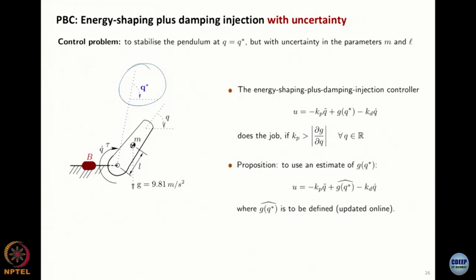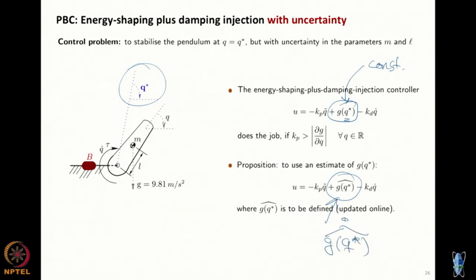But remember, in the controller we were adding this term. It's the compensation of the gravity at Q star. So this is just a constant. Suppose you don't know that constant, so you want to estimate it. You put in an estimate of the constant, and then you want to figure out how to update it.